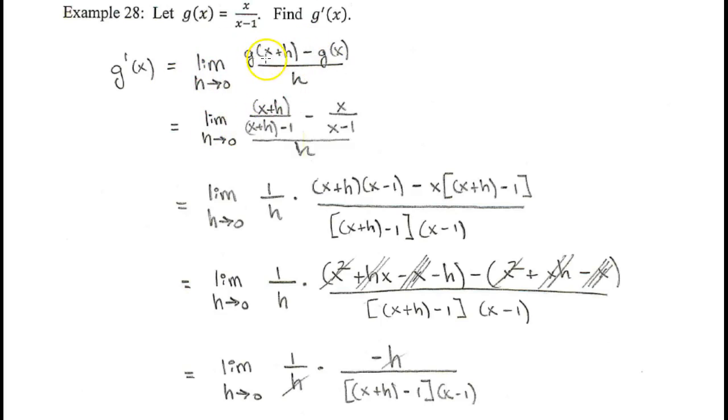So we have to figure out what g of x plus h is. That means everywhere you see an x, plug in x plus h. So it's x plus h divided by x plus h minus 1, minus g of x, so x over x minus 1, all over h.